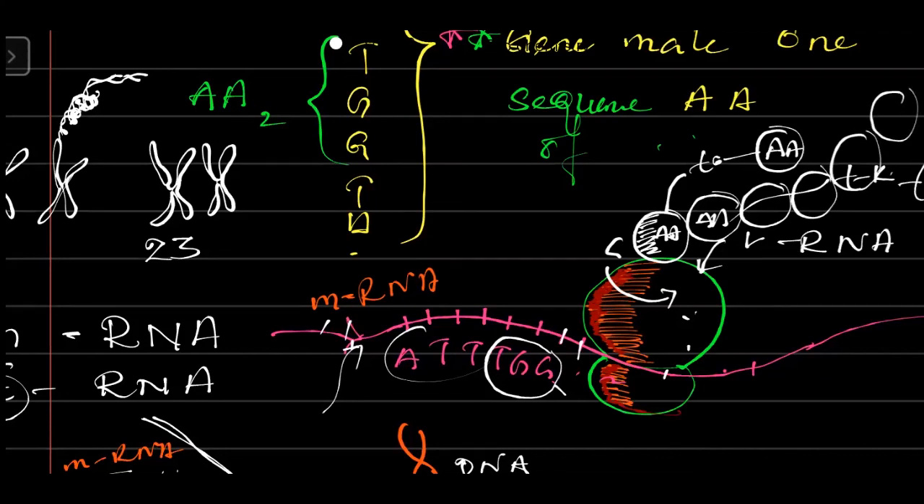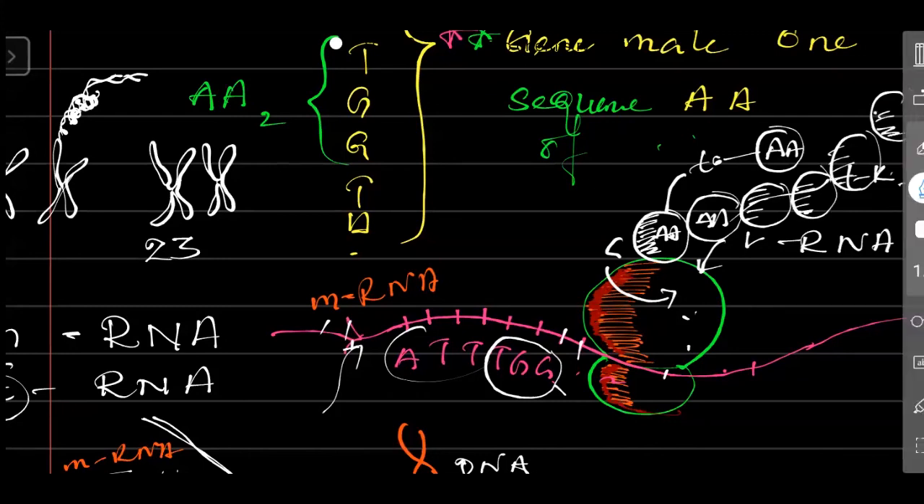So when this total information of the messenger RNA is read by the ribosome, what happens on the other side? A polypeptide chain is created. An amino acid chain is created and it is known as the protein.